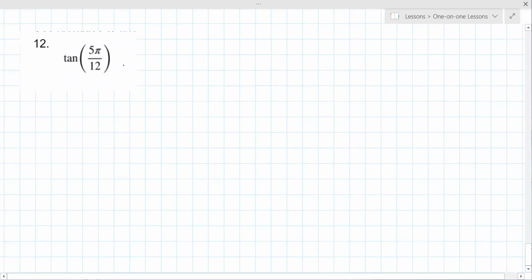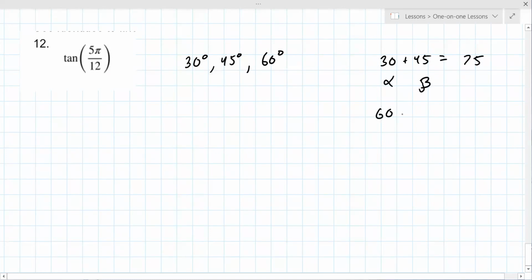So what you should have been told at some point is you can add up certain angles, like the ones that you know really well, like 30 degrees, 45 degrees, and 60 degrees. You can combine two of these, like you can take 30 and 45, and that makes 75. So that's like your alpha and your beta. You can take 60 and subtract 45 and get 15. That's like your alpha and your beta.